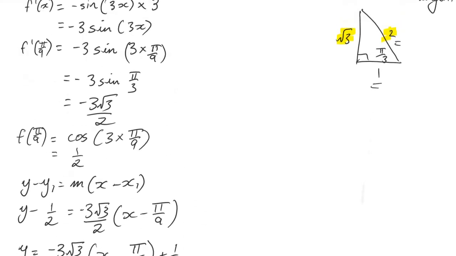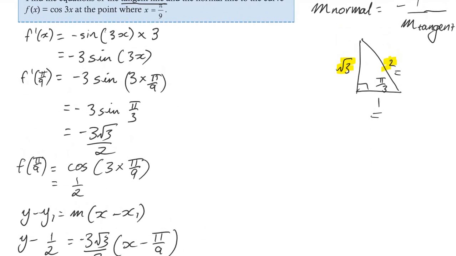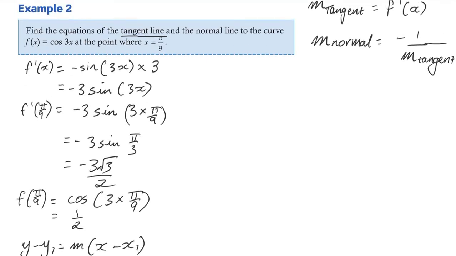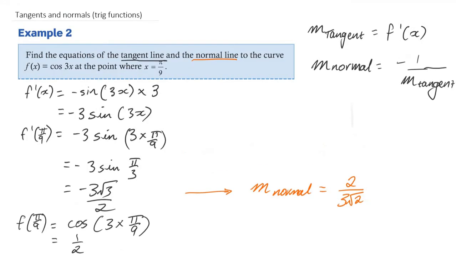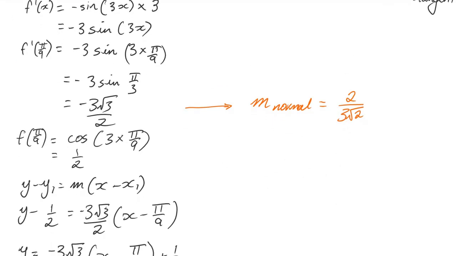If we want to do the normal now, then the process is exactly the same. So for the normal line, we need to first find the gradient of the tangent, which we've done. From this point, we now have to calculate the gradient of the normal, and that's going to be the negative reciprocal, 2 over 3 root 3, sorry.